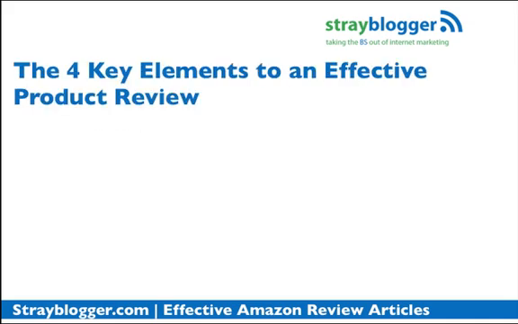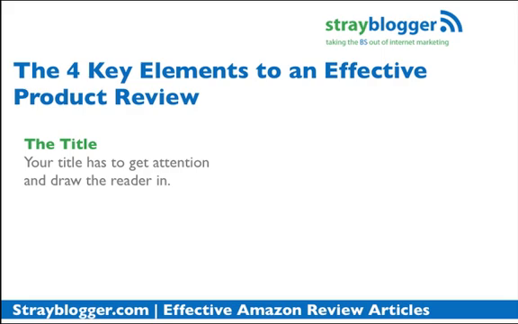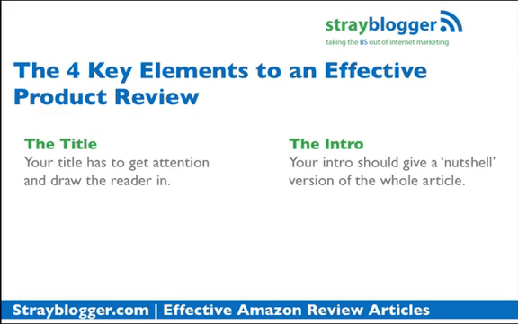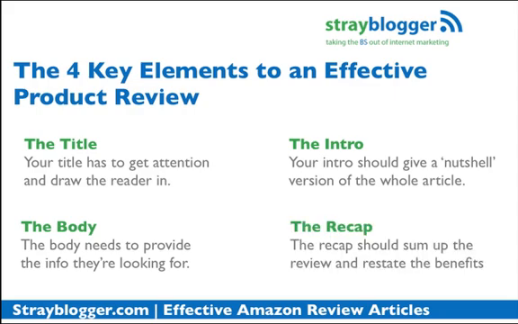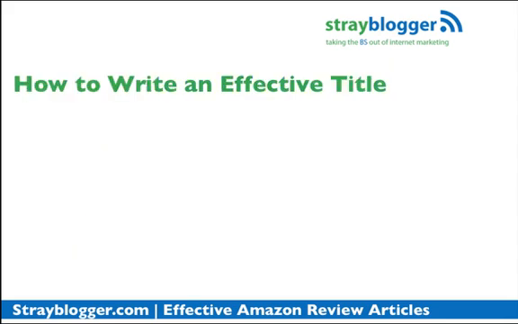So there's really only 4 key elements to an effective Amazon product review. The first one is the title. Your title needs to get attention and draw the reader in. We'll go more into each of these in a minute. The next thing is the intro. Your intro should give basically a nutshell overview of what the entire review is going to tell them. And then the body obviously is the main part of your article that provides all the information that they're looking for. And then the recap. The recap, or a conclusion paragraph, just basically sums up the review and restates the benefits.